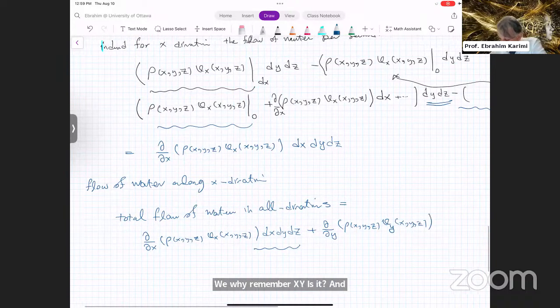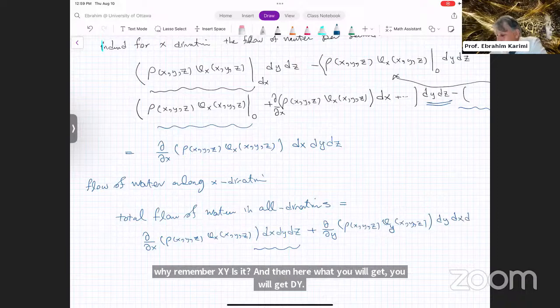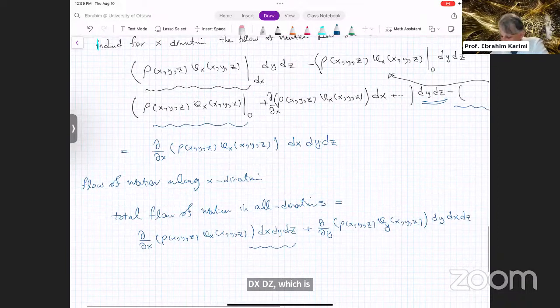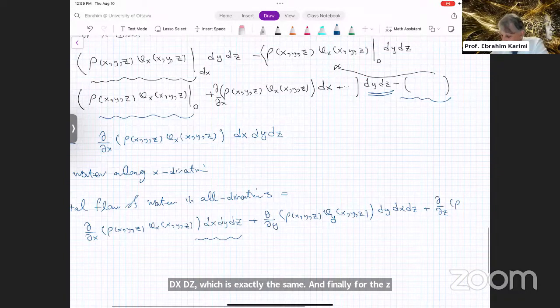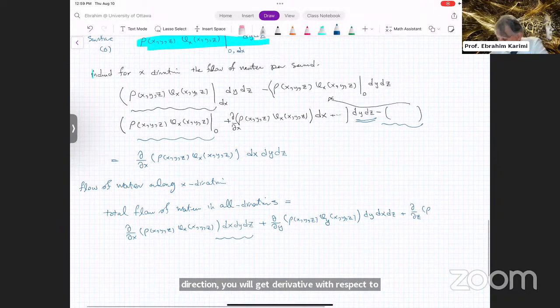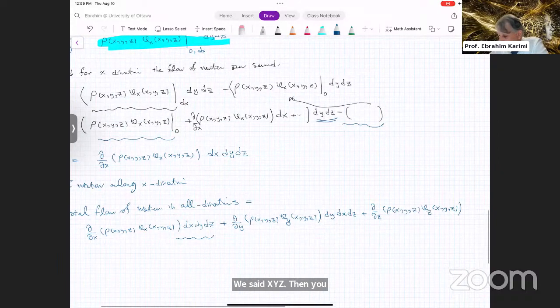And then here, what you will get is dy, dx, dz, which is exactly the same. And finally, for the z direction, you will get the derivative with respect to z of rho of x, y, and z, vz of x, y, z. Then you will get dz, dx, dy.